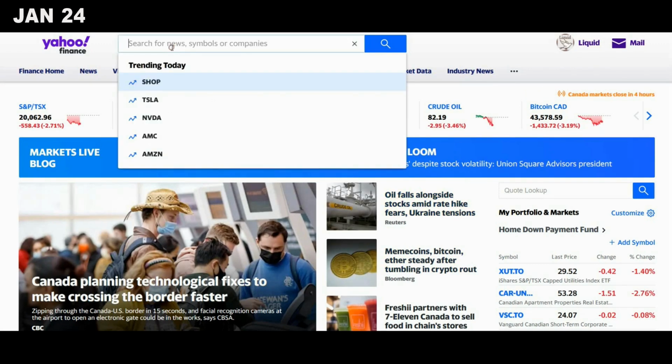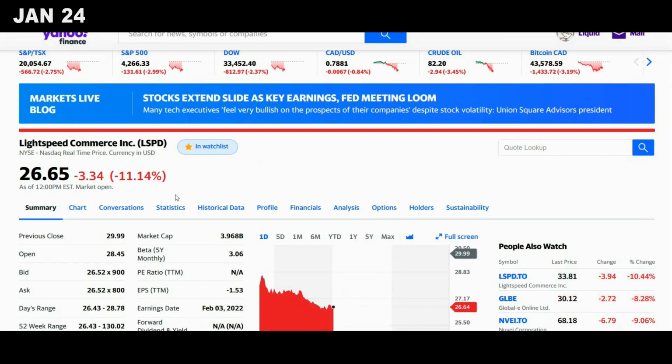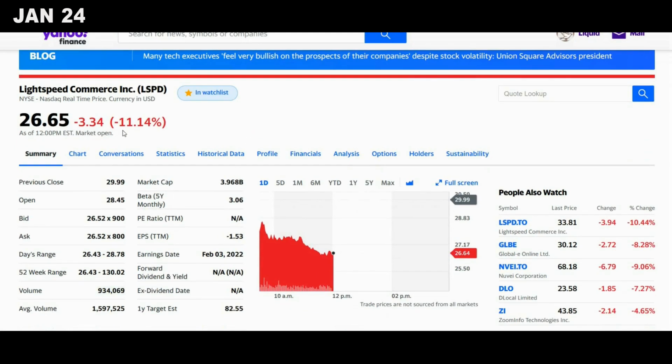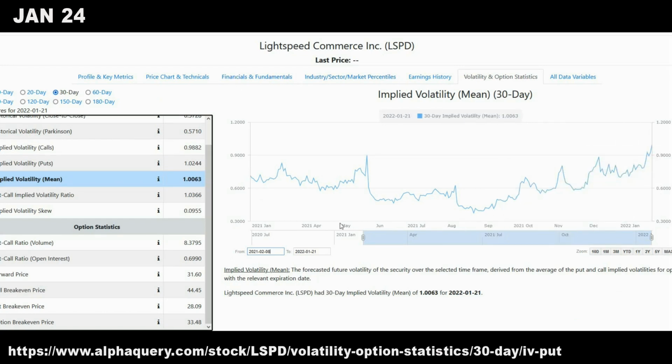Let's take a look at what Lightspeed is doing today. Down 11%. So that tells me volatility has probably increased, implied volatility. So options on this, especially if I sell put options, it is going to give me a higher premium. So that is good as an option seller. So I'll take a look at the Lightspeed volatility measurement here. I'm just using Alpha Query, this website.